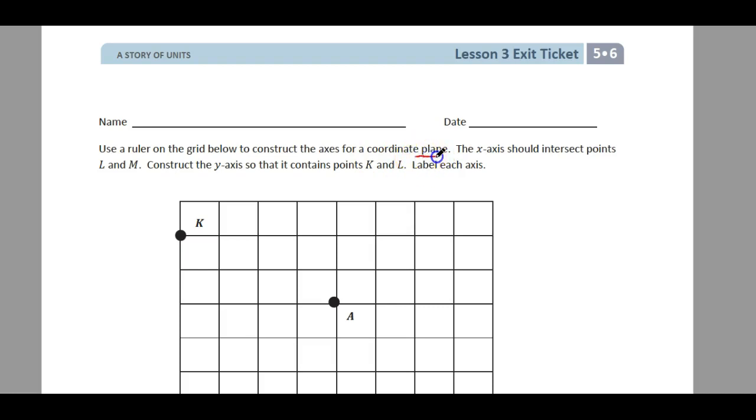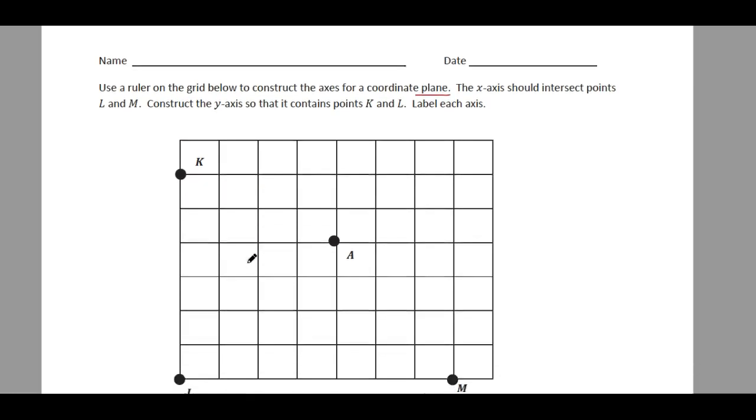So a coordinate plane. Do you remember yesterday when we were talking about the whole concept of lines, that we had parallel lines, and then we figured out what perpendicular lines were, and it used the word plane when we were listening to Siri on my iPhone. Remember that? If you need to, as a reminder, go visit Siri and say, what is the meaning of perpendicular? She'll tell you. And it has to do with a plane. The x-axis should intersect the points L and M, and then construct the y-axis for K and L.